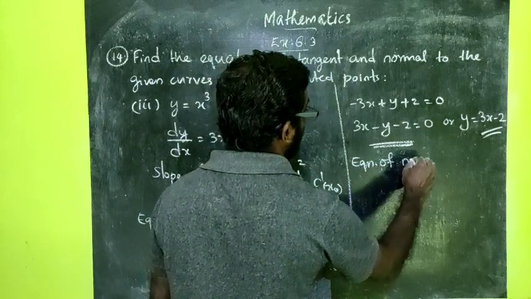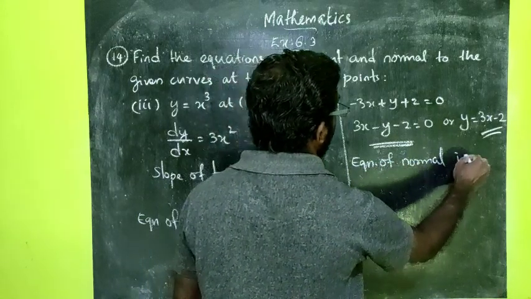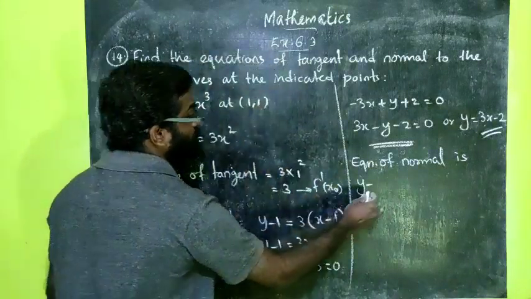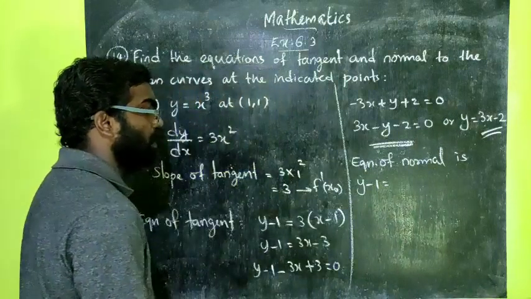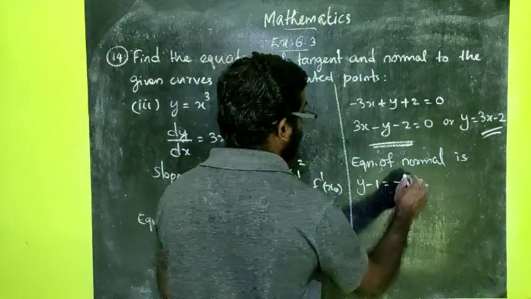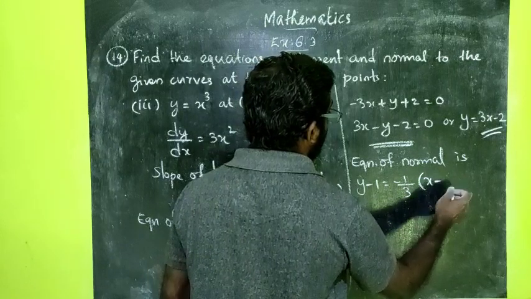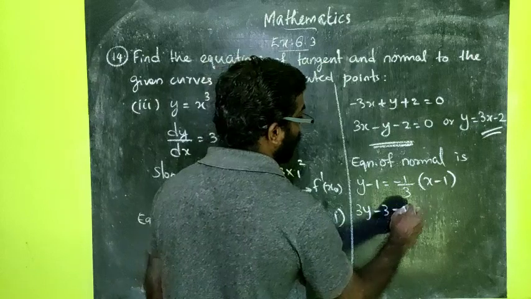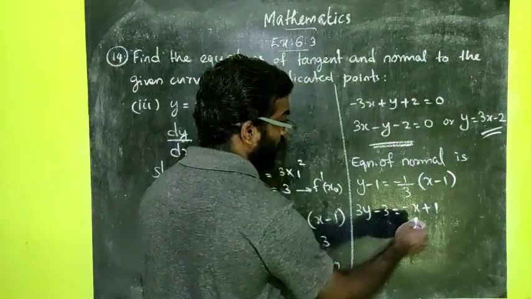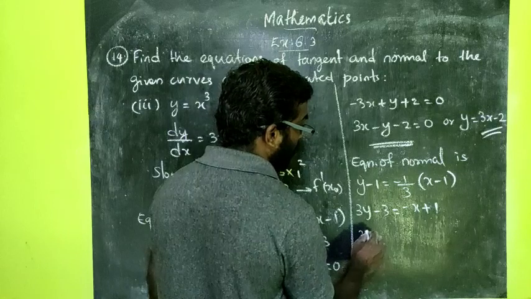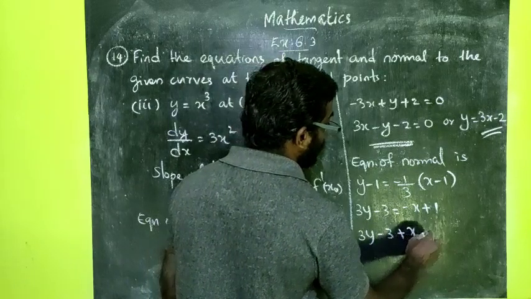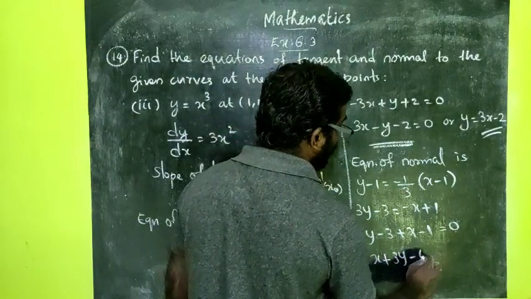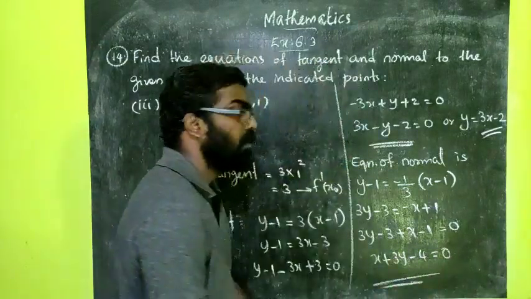So equation of normal is y minus y0, that is y minus 1, equal to minus 1 by f dash of x0, that is minus 1 by 3, into x minus x0, here 1. Cross multiply: 3y minus 3 is equal to minus x plus 1, and we can rearrange the terms. 3y minus 3 plus x minus 1 equal to 0, or we can write x plus 3y minus 4 is equal to 0. Okay.